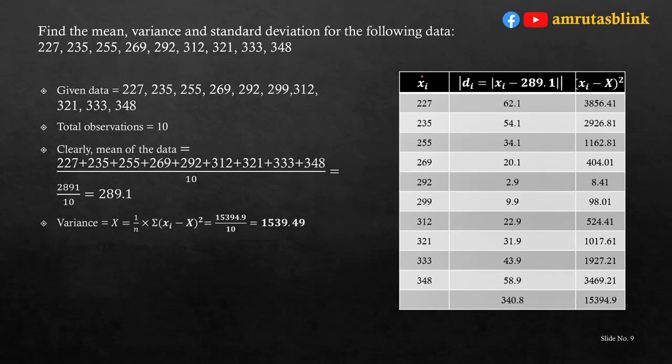Now, what is the formula for variance? Variance is equal to 1 by n into summation of xi minus x bar, whole square. Now, we have already calculated the value of xi minus x bar, that is, the deviations. Now, we need to find the square of these values. So, the square of 62.1 is 3856.41. Square of 54.1 is 2926.81. Then the square of 34.1 is 1162.81. 20.1 square is equal to 404.01. Square of 2.9 is 8.41.